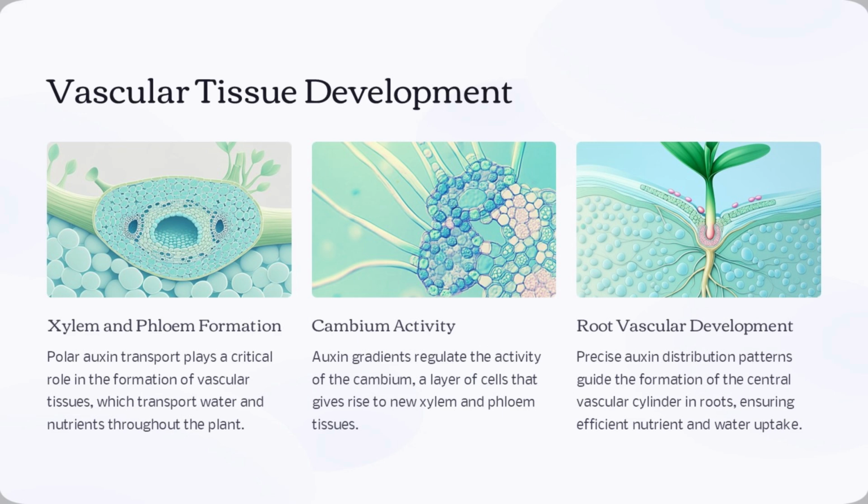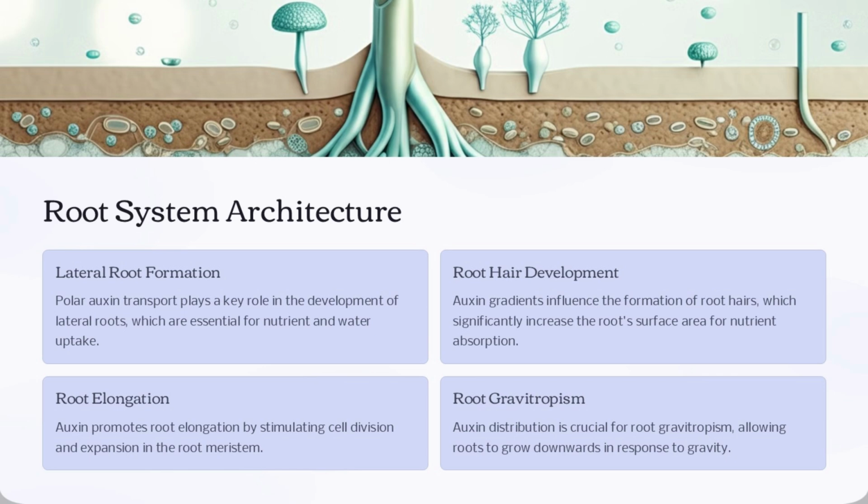The image on this slide shows a detailed illustration of a plant root system, with various root structures like lateral roots, root hairs, and the root cap. Lateral root formation is essential for nutrient and water uptake and is driven by polar auxin transport. Auxin gradients influence the formation of root hairs, which significantly increase the root's surface area for nutrient absorption. Auxin promotes root elongation by stimulating cell division and expansion in the root meristem.